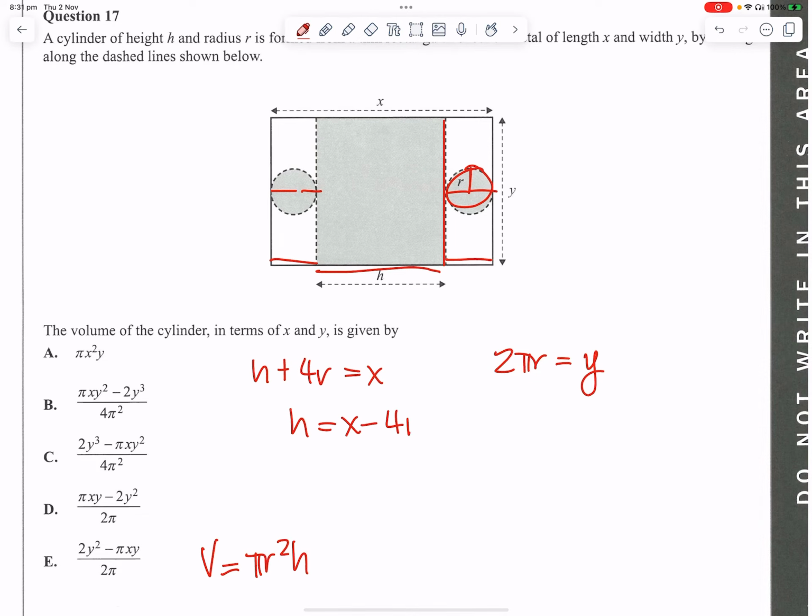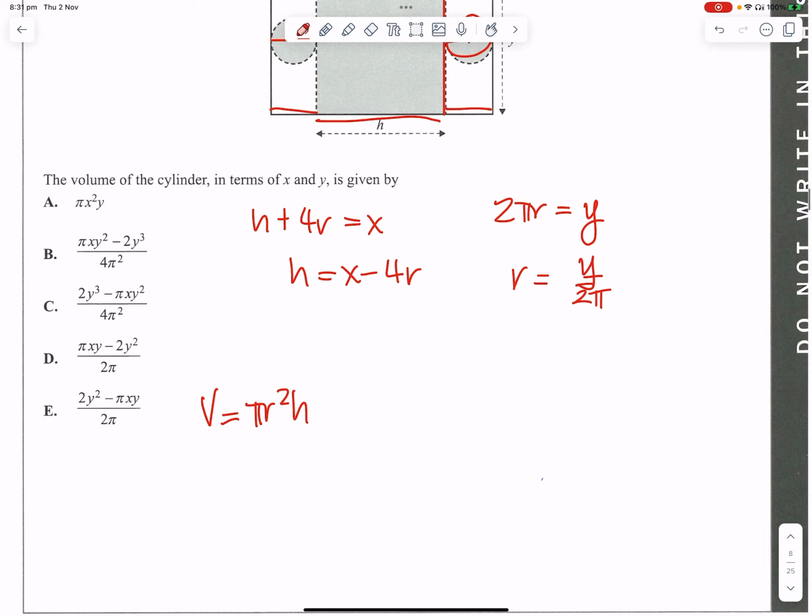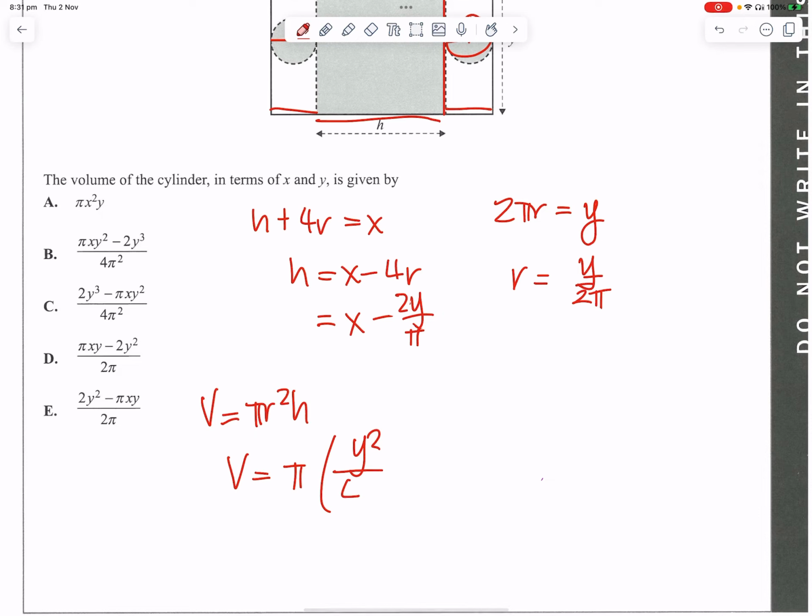H is equal to x minus 4r. R is equal to y on 2 pi. So here that's equal to x minus y on 2 pi times 4, so 2y on pi. V is equal to pi r squared, y squared on 4 pi squared, times h, x minus 2y on pi.